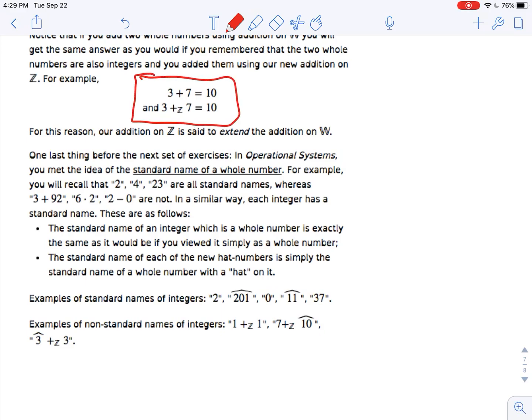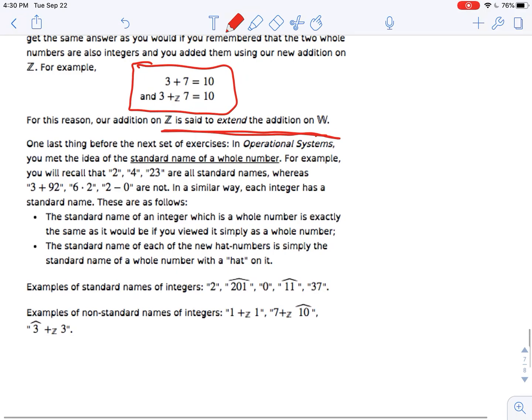So, again, anytime you see 3 plus 7 equals 10, if I write 3 plus and a little subscripted z like that, it's just saying integer addition. And obviously, these both have the same answer of 10, just it's whole numbers, right? So that's why we call integers an extension of addition on whole numbers.